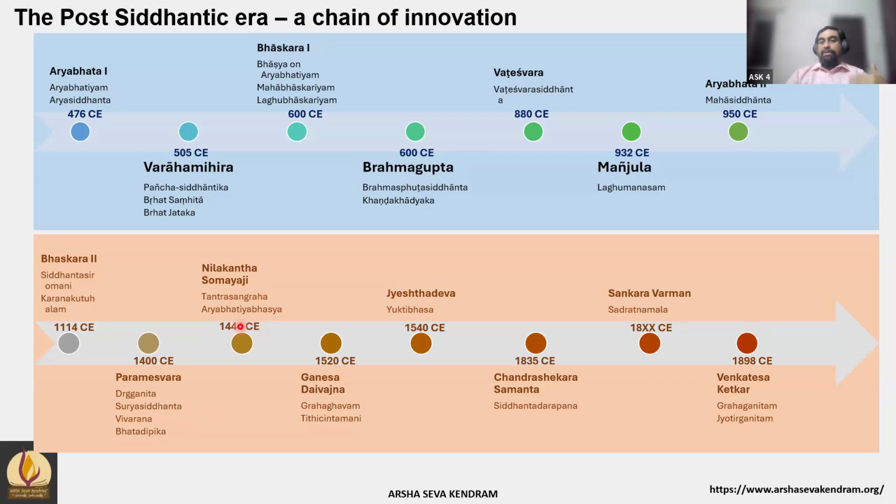So Parameshwara was his guru's guru, and Nilakanta is famous for advancing the planetary model, right? So he almost suggested that there is a heliocentric model, although he didn't say it in so many words. He said that the Earth is orbiting the sun, and the other planets are orbiting the sun.